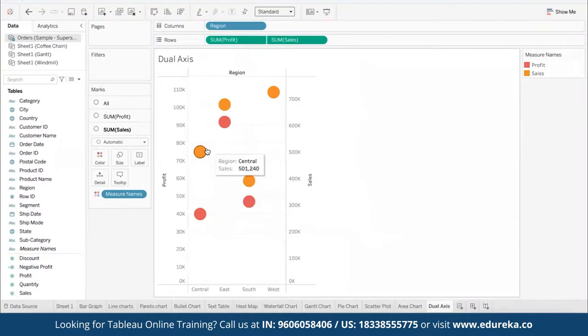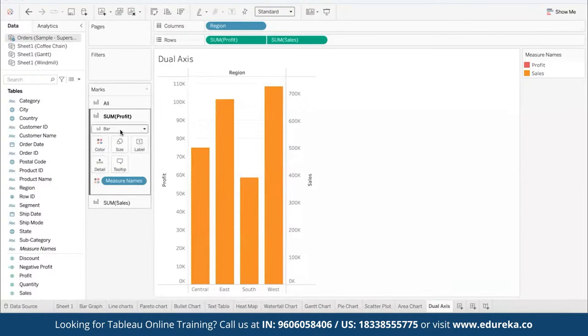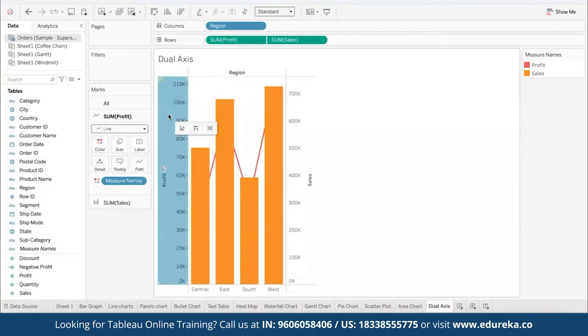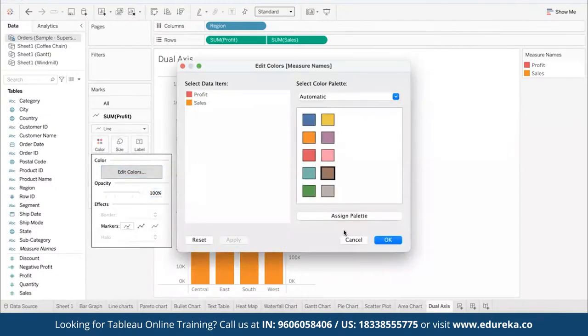And Tableau automatically changes everything. You can see it has made them circles. So I'll go back to all and make it a bar. We'll keep profit as a line. We will leave sales as a bar. And we'll bring the red colored line indicating profit forward. Let's change the color. Blue I will use for profit.